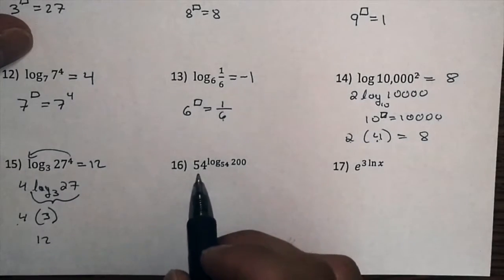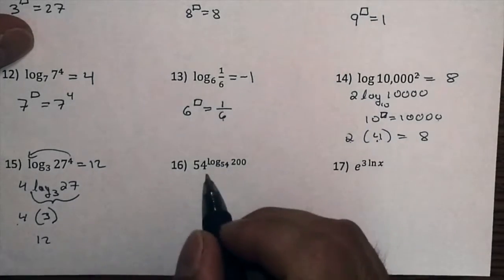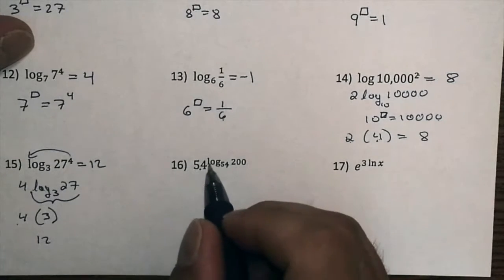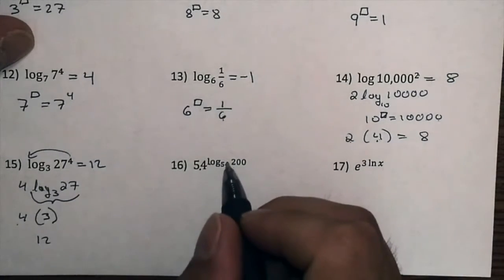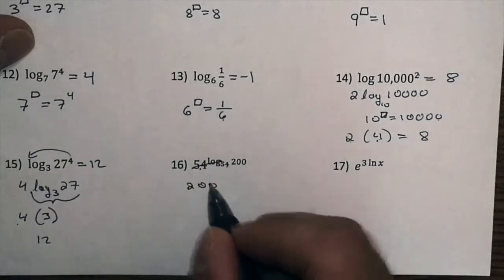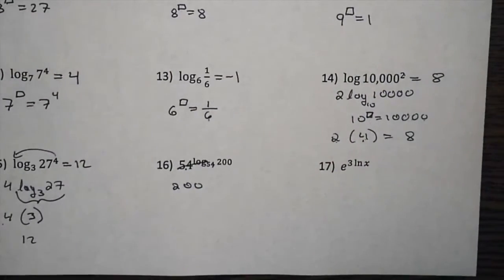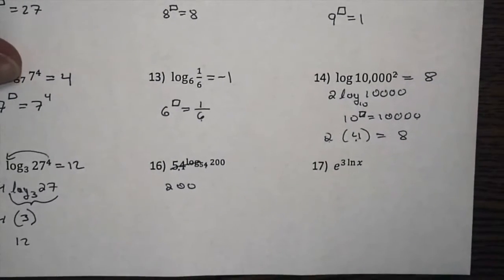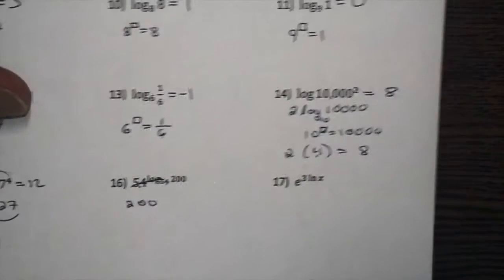So we have 54 raised to the power of log base 54 of 200. Since the base of that exponent is the same as the base of the log, it cancels, and we just get 200. Always.